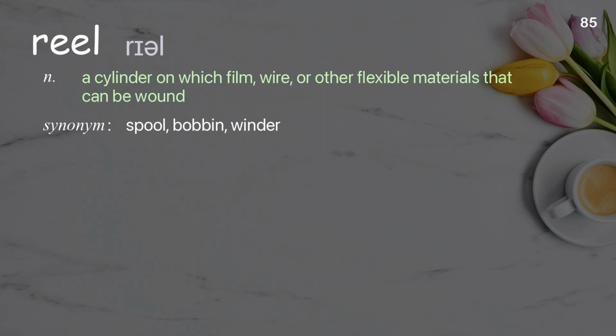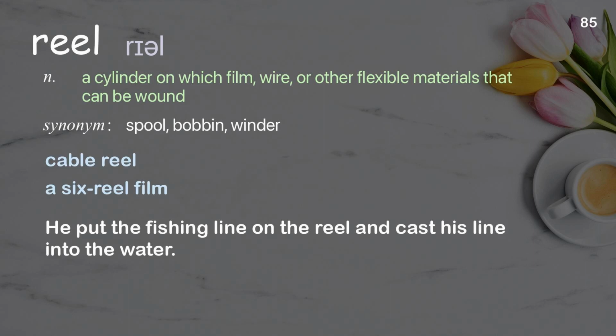Reel. A cylinder on which film, wire, or other flexible materials can be wound. Examples: Cable reel. A 6-reel film. He put the fishing line on the reel and cast his line into the water.